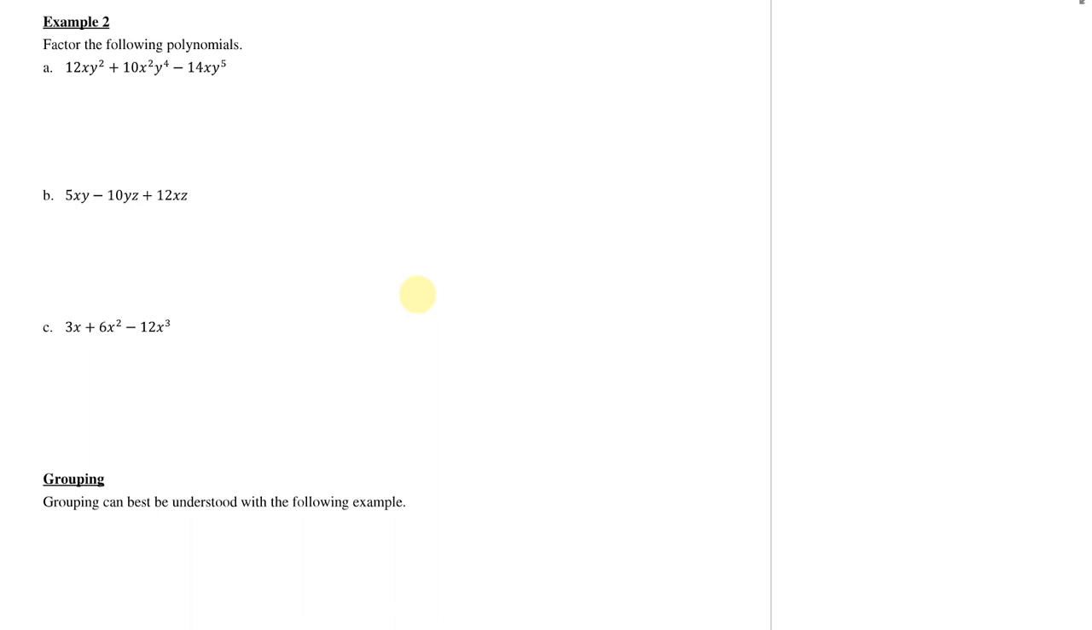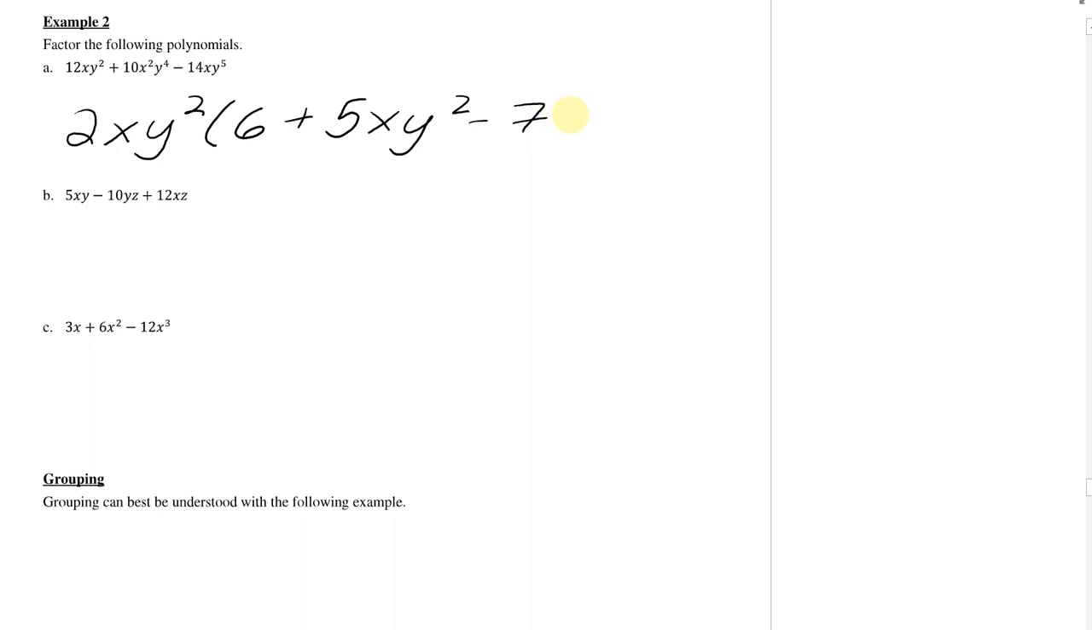Okay, so with this first one, let's see. It looks like this will be 2xy squared. That's my GCF. If you're not totally sure how you would figure that out, hold that thought. I'll talk about that in a second. First I want to just factor this out. So this will leave me with 6 plus 5xy squared minus 7y to the third.